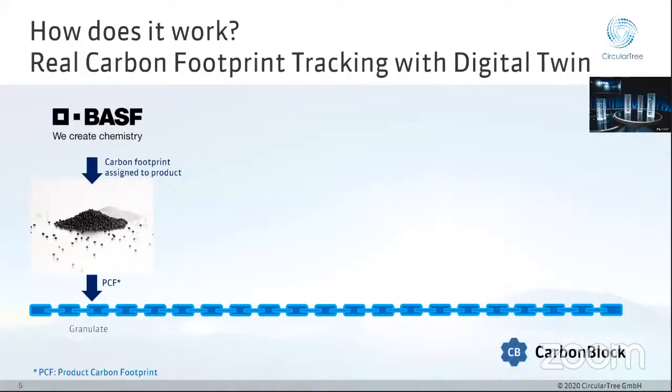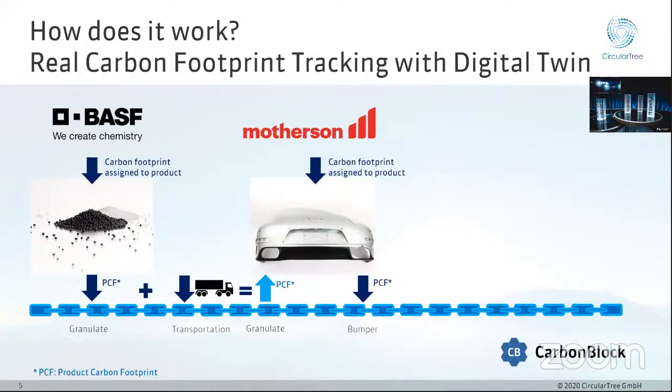How does it work? Very simple. For example, this is a project we've done with startup Autobahn. So BASF, as a chemical company, provides the granulate. They write the product carbon footprint of the granulate on the CarbonBlock system. Then you add the transportation of the granulate to Motherson, who is a tier 1 supplier making bumpers. Motherson takes the carbon footprint of the granulate and then they add what it takes them to make a bumper. And this total carbon footprint they write again on CarbonBlock.